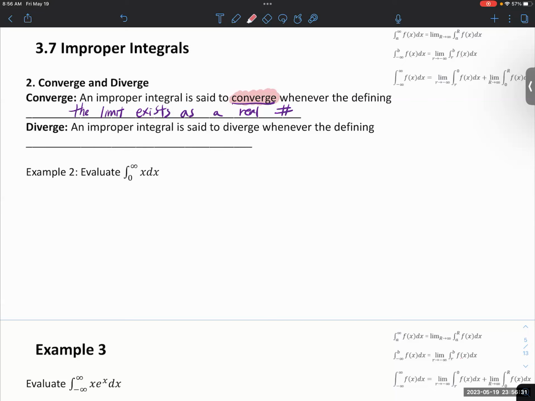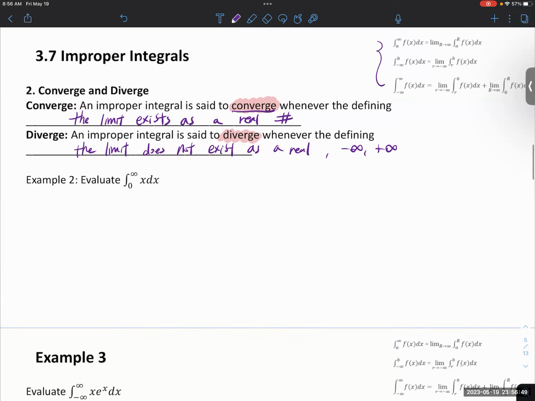It diverges when the limit does not exist as a real number. So it's going to involve either negative infinity or positive infinity. And then we're going to look at those 3 cases.